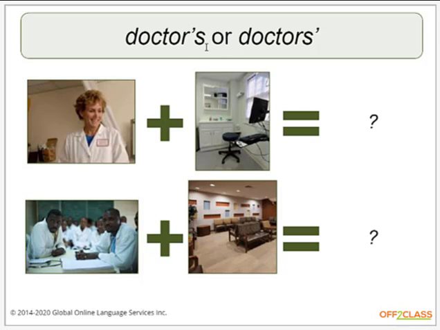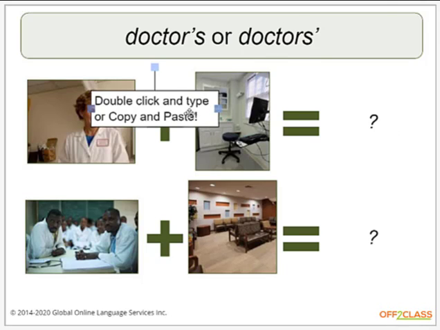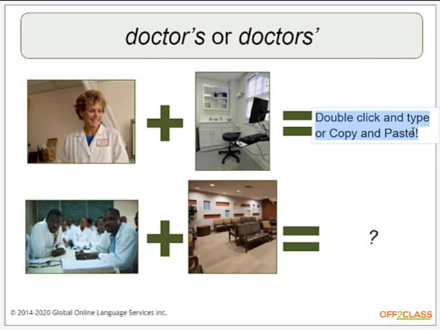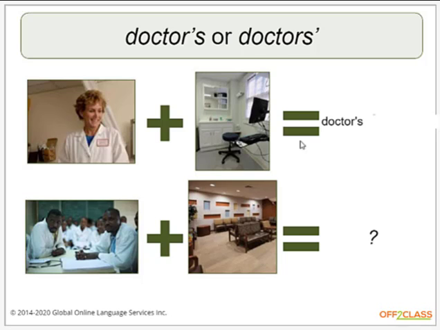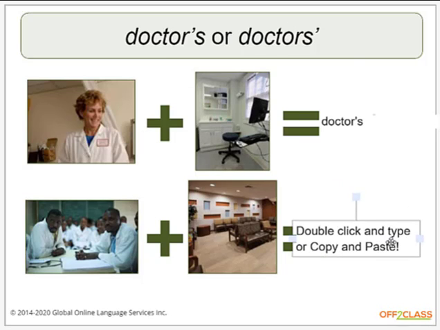Same thing here, doctor's or doctors'. So is this doctor plus office? Is it the doctor's office with the apostrophe before the S, or is it the doctors' office with the apostrophe after the S? That's the exercise. What do you think it is? Type in the comments below. Let me know what you think. Is it doctor's or doctors'? So in this case, it's actually doctor's, the possessive, because the doctor owns this office. It's his office, or it's her office, excuse me.